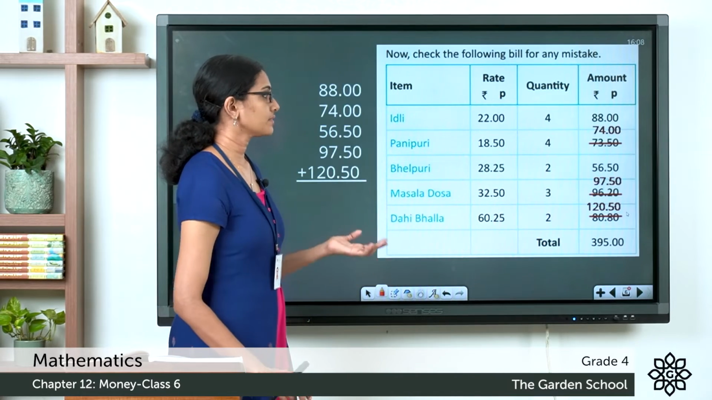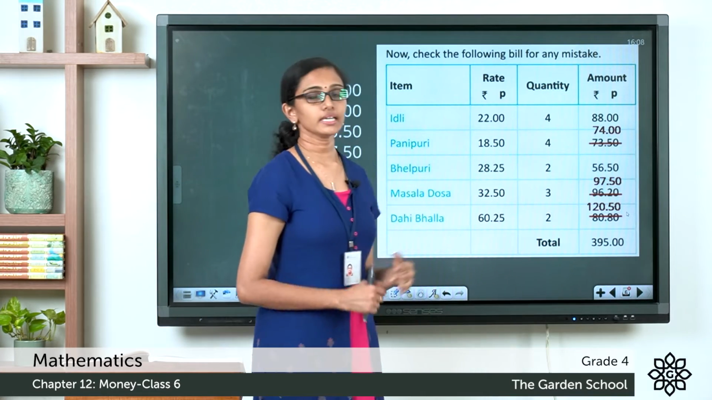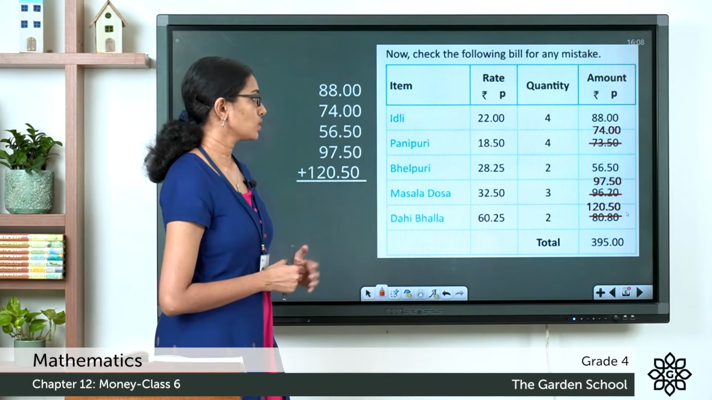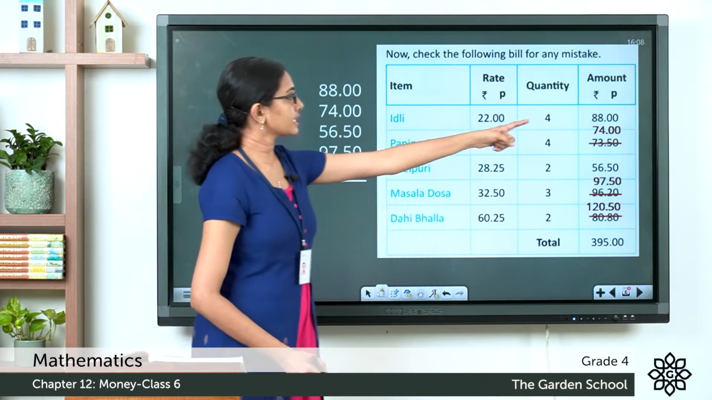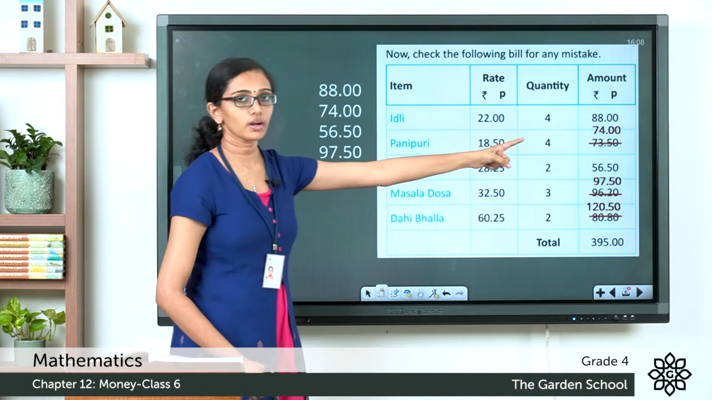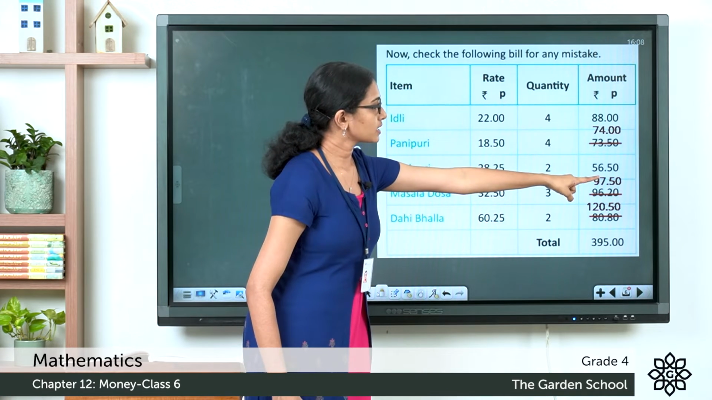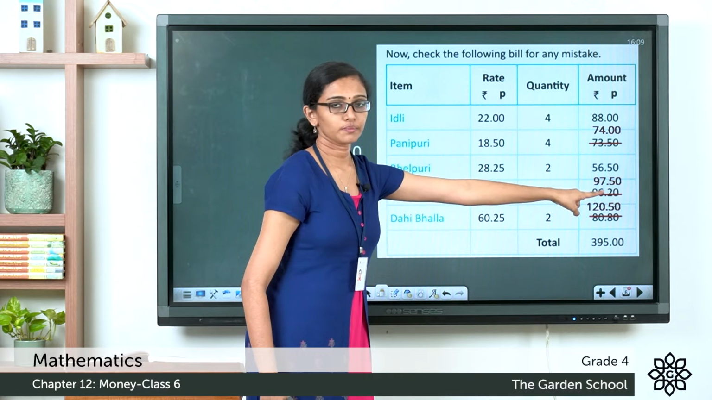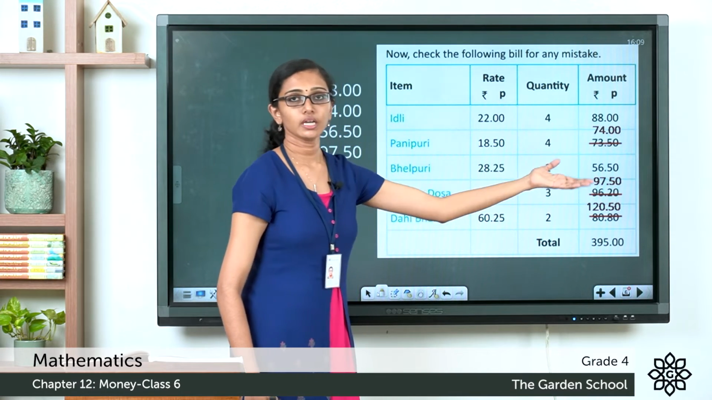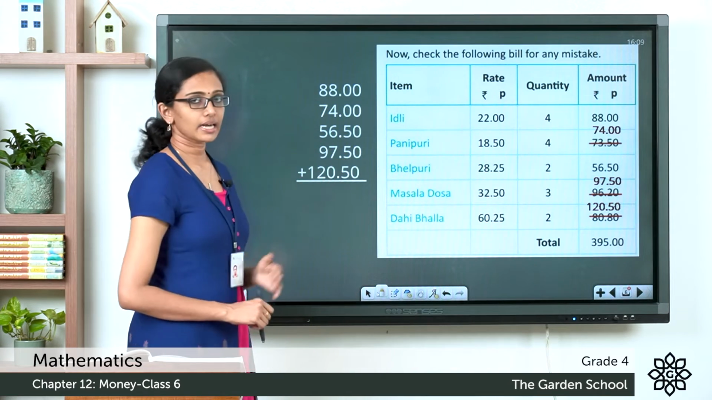How do we do that? We have to add all the amounts, the correct amounts. Let's do the addition. So here we have 88 plus 74 plus 56 rupee 50 paise plus 97 rupee 50 paise plus 120 rupee 50 paise. So let's do the addition.